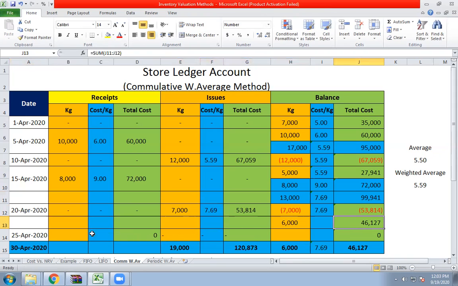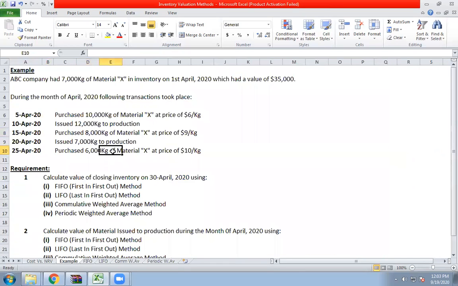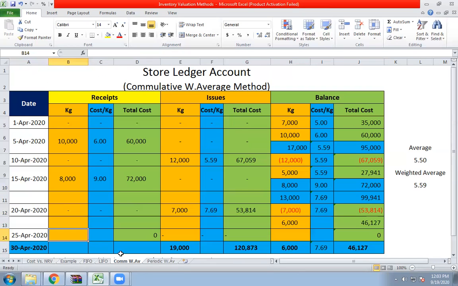Once again, I am going to make a purchase on 25th April. I have purchased 6,000 kg at a price of 10. So I will record it in the purchase column, valued at 10. I will also update my balance valued at 10. By now, you see, I will get a total value of closing stock of 106,127 of this 12,000 kg, and I will get an issue value of 120,876.